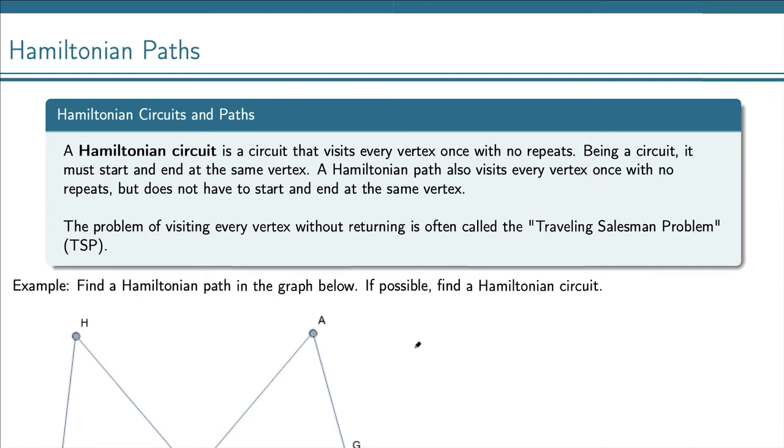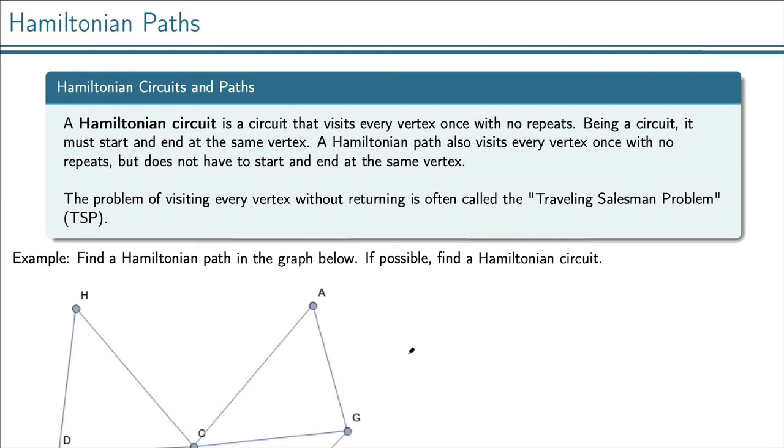Now, a problem that is common in graph theory is called the traveling salesman problem, and it's simply the problem of finding a path that visits every vertex without returning to any one. This is the traveling salesman problem because a salesman would want to travel and visit multiple people, but of course not go back. And so they would want the most efficient way of visiting every potential buyer without going back.